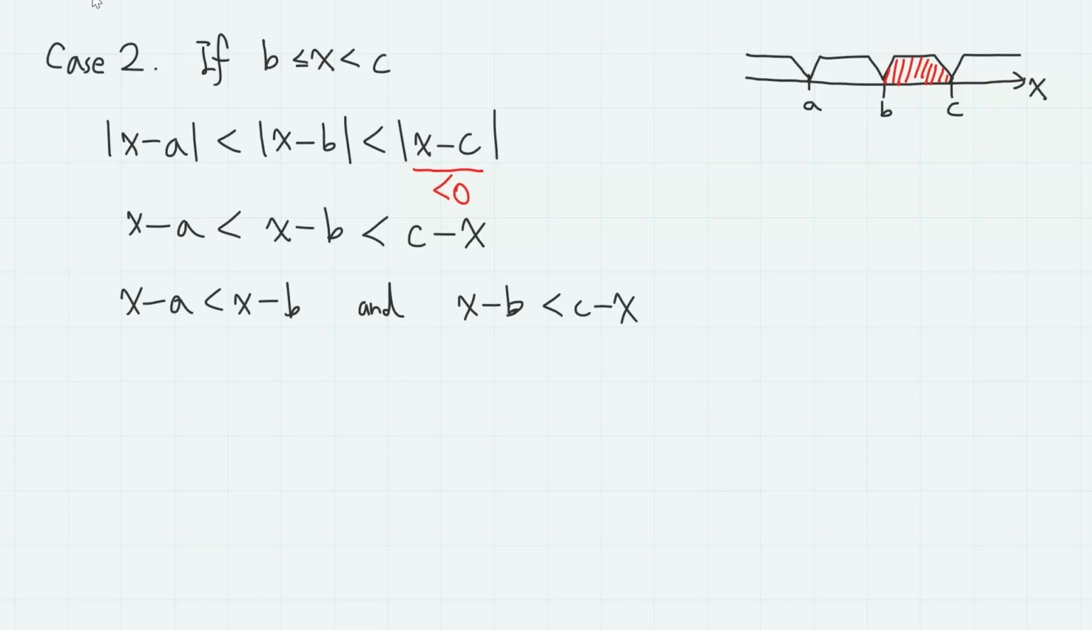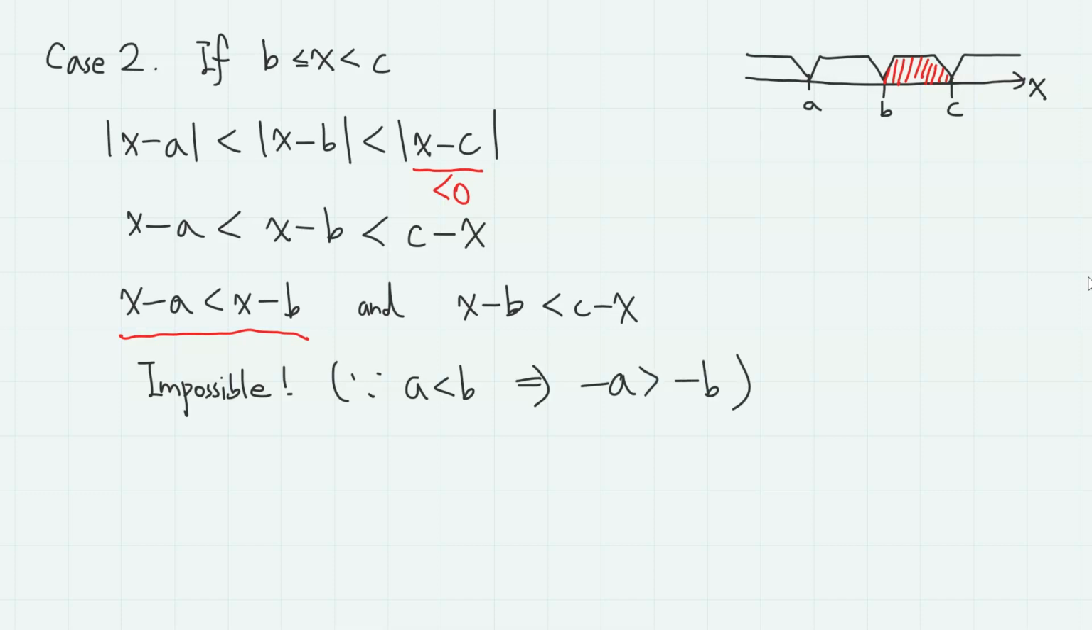Here we can also immediately realize that this x minus a being less than x minus b is impossible due to the given condition a is less than b, which means minus a is greater than minus b. Therefore, there is no solution in this case too.